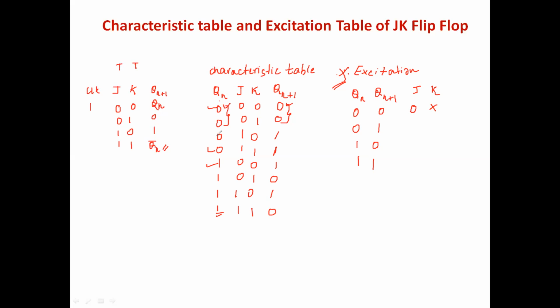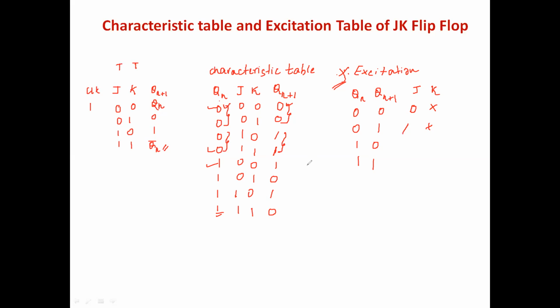So Qn is 0, Qn plus 1 is 1. Qn is 0 in these two cases, and Qn plus 1 is 1 in this case. So what is the input? J is fixed as 1. K may be 0 or 1. So that means J is fixed. K may be either 0 or 1. Right? So the next combination is 1 and 0.